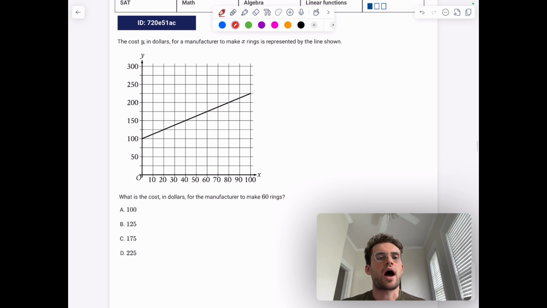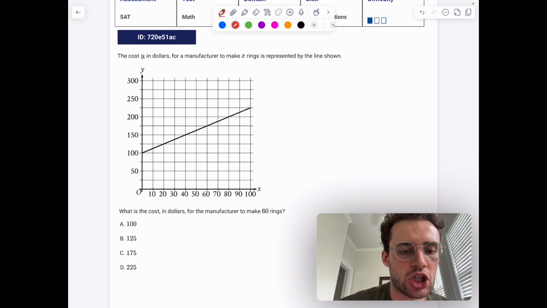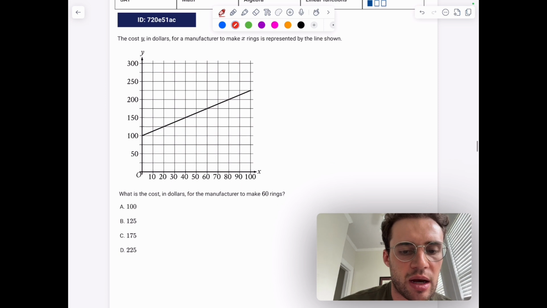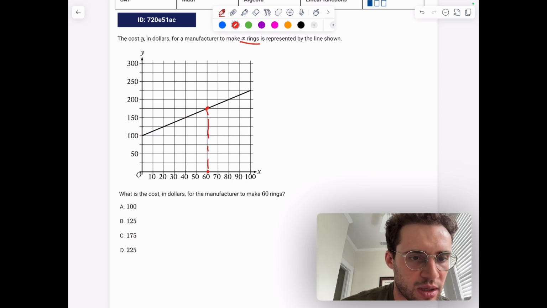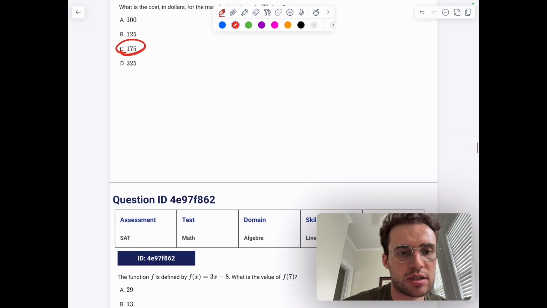The cost y in dollars for a manufacturer to make x rings is represented by the line shown. What is the cost in dollars for the manufacturer to make 60 rings? All right, so x is the number of rings. So we just go over to when x is 60, see what the y value is on that line, and it is going to be halfway between 150 and 200, which would be 175. So that'd be 175 is the cost to manufacture 60 rings.